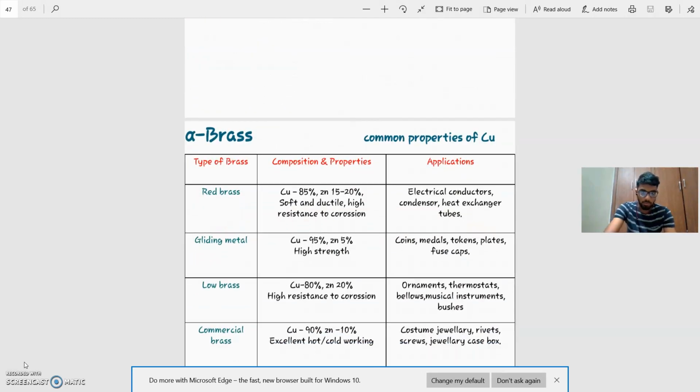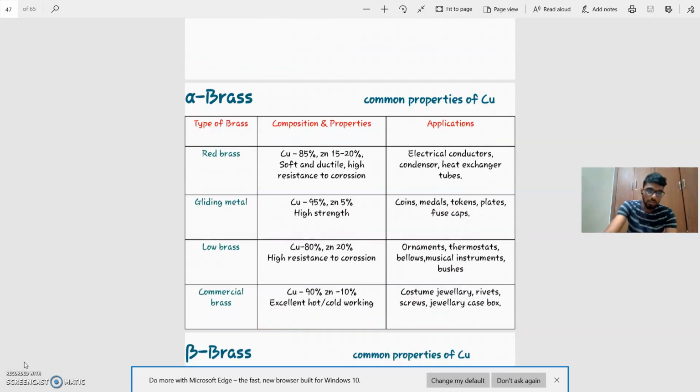So first, alpha brass. There are four types of alpha brasses. The first one is red brass. It consists of 85% copper, 15 to 20% zinc. Properties: they are soft and ductile and have high resistance to corrosion. Applications: they are used in electrical conductors, condensers, heat exchangers, and tubes.